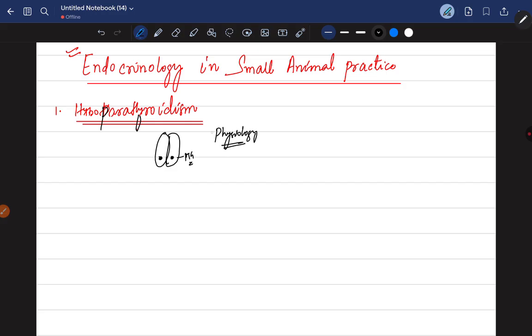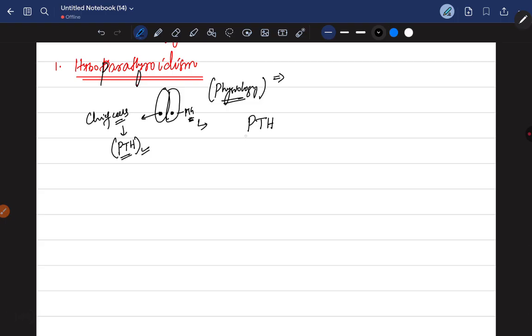After that, when you know the normal, you will definitely come to know what is abnormal. In the physiology, the parathyroid gland is important because it has a type of cells called chief cells, and these chief cells are responsible for the secretion of parathormone. So this PTH acts on three organs of the body.